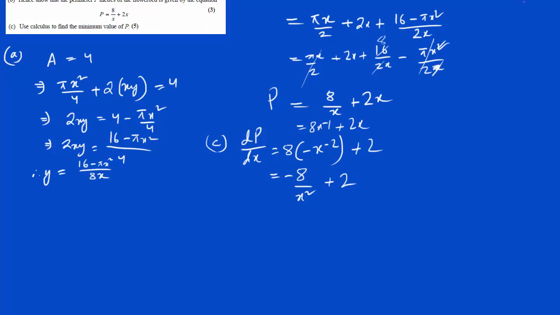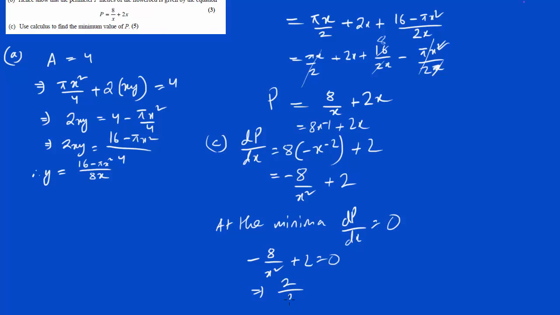Now let's write down the rule. At the minima, because it's the minimum point, we already know, dP by dx equals 0. So minus 8 by x squared plus 2 equals 0. We can write 2 equals 8 by x squared.